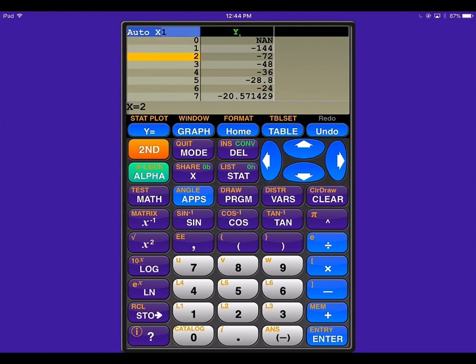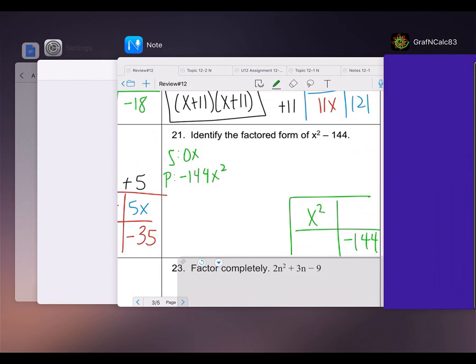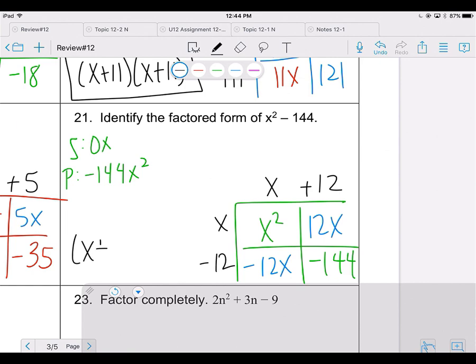This is not 0, not 0, not a whole number, not 0, not a whole number. Oh, 12 minus 12 will give me 0. So 12x and negative 12x. Factor out my GCFs, x plus 12, x minus 12.